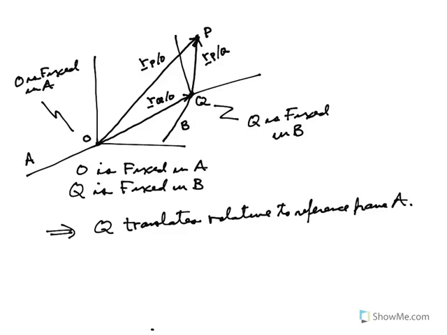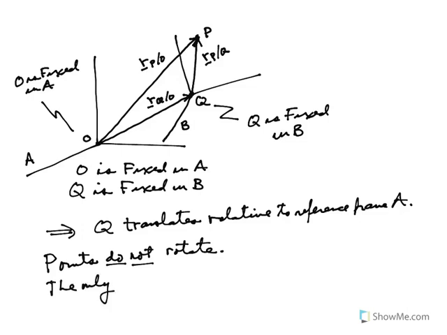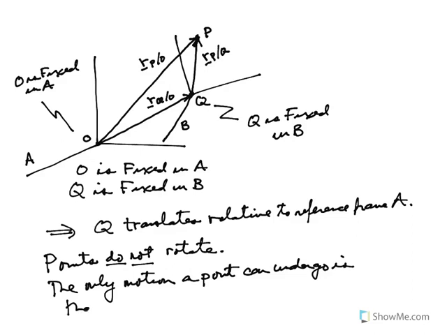Now this is a really important point because confusion always comes in with these kinds of concepts, because it's often the notion that a point rotates, but points don't rotate. So I'm going to write this down. Points do not rotate. The only thing a point can do is translate. Let's write this clearly. The only motion a point can undergo is that of translation.